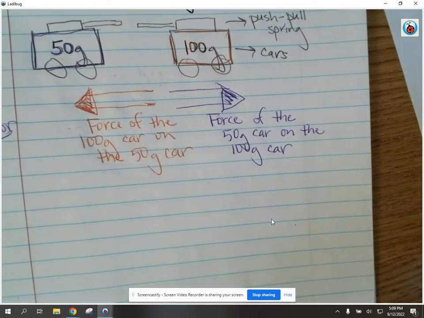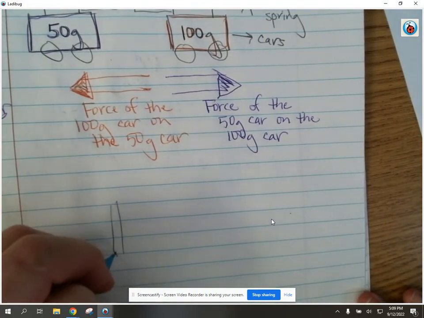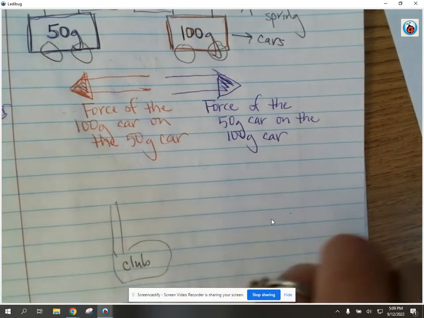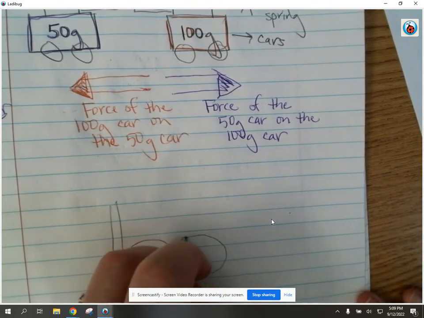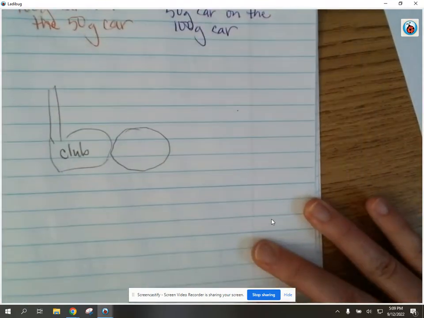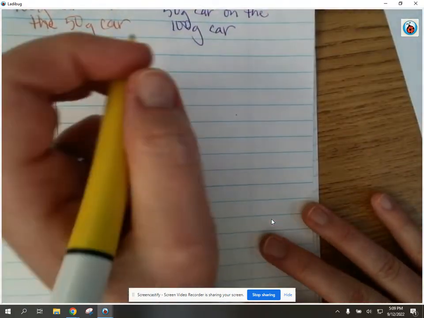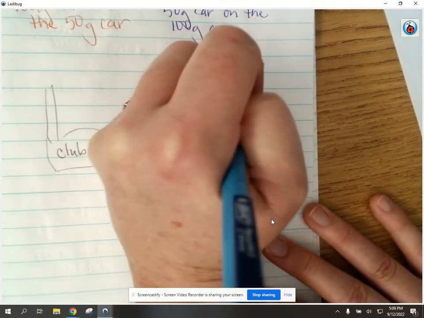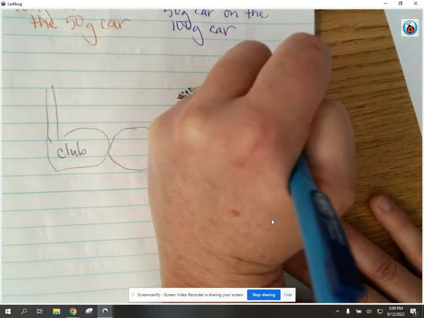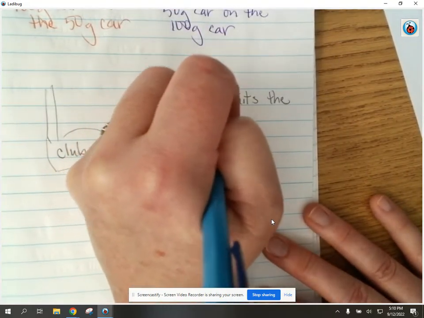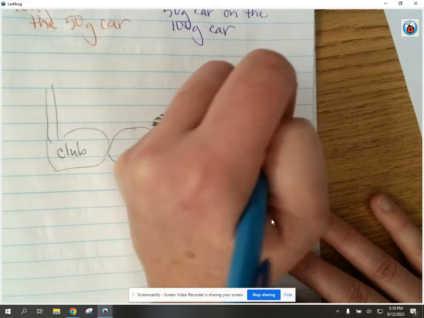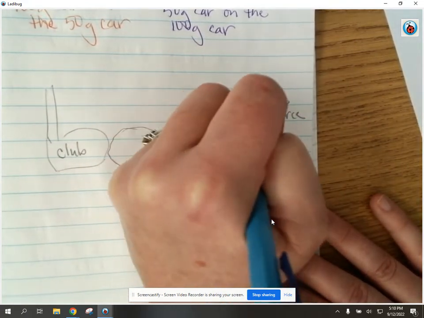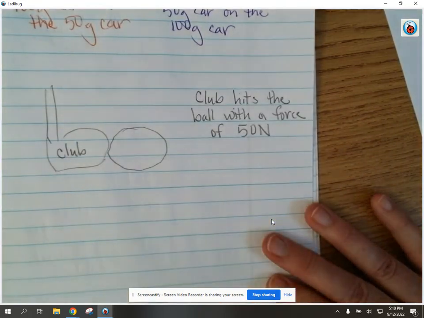Let's do the good old example of the golf ball that we were just talking about, just because that's something that's easy for me to draw. So I'm going to have the club and the ball, and I'm going to say that the club hits the ball with a force of 50 newtons. So now I'm even more specific.